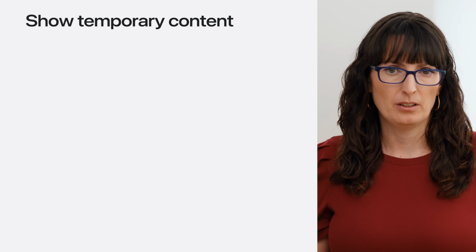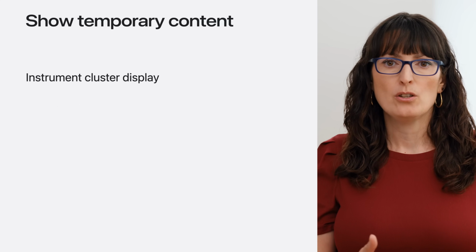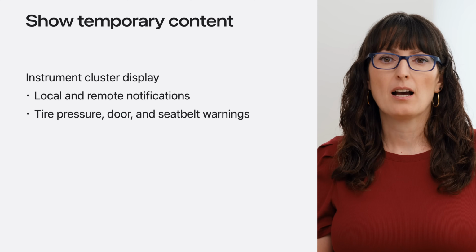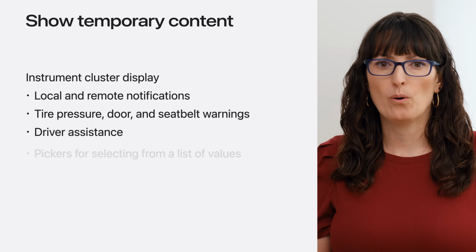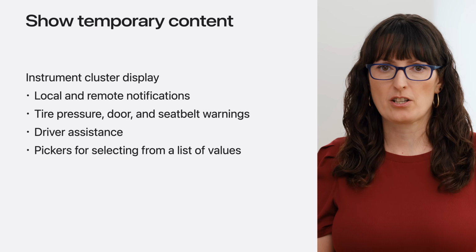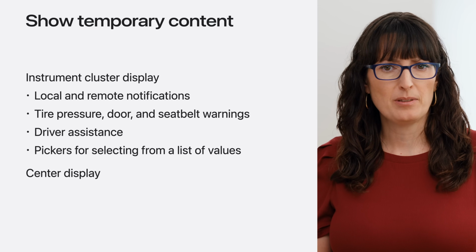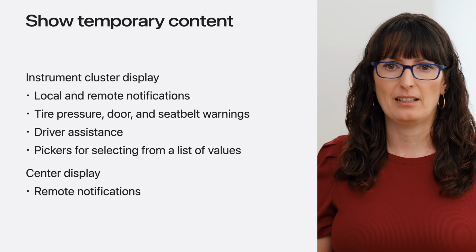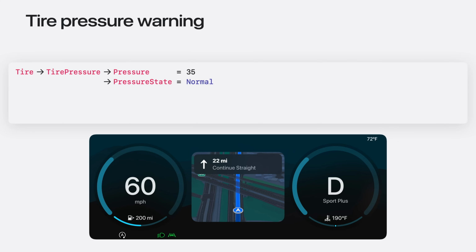So what's available? In the instrument cluster, you can show different types of notifications and warnings, a custom driver assistance view, or a custom picker for user selection. On the center display, remote notifications are as flexible and versatile as you need them to be. Let's look at an example of displaying a tire pressure warning.